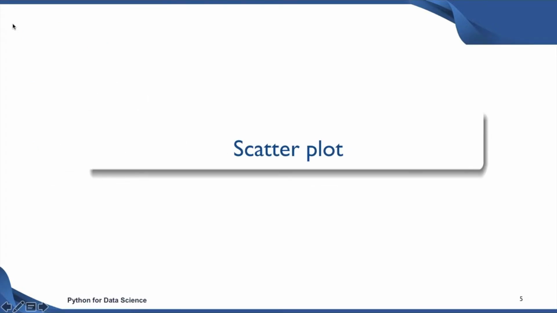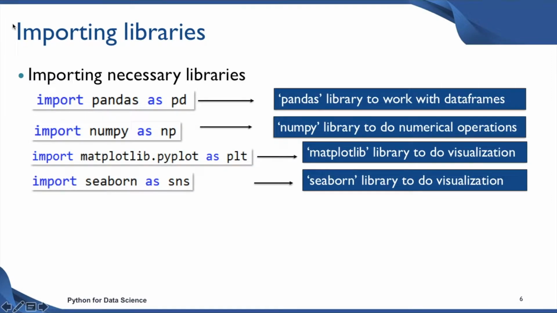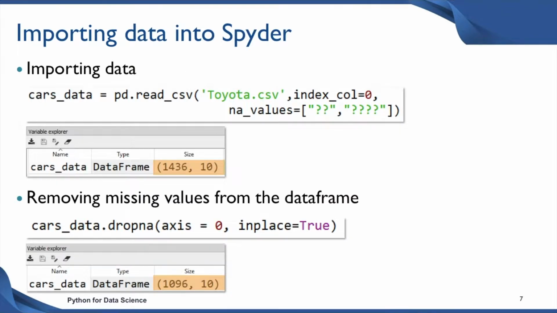Let's try to create one scatter plot. We have already imported all these libraries: pandas as pd, numpy as np, and matplotlib.pyplot as plt in the previous lecture. Now in this lecture we will import our Seaborn library as sns. Seaborn and matplotlib are used for the visualizations. Numpy is used for numerical computations, and pandas is used to convert your data sets into pandas data frame objects. So let's import this.